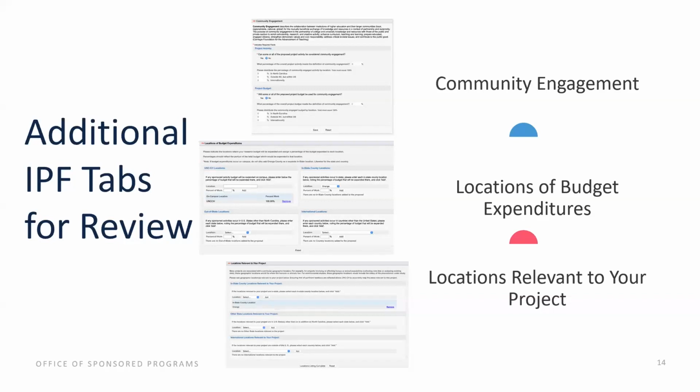So if you have a subcontract to the University of Michigan at Ann Arbor, then you need to make sure that you mark Michigan in your location of budget expenditures. If you have work with a foreign subcontract, you need to make sure that you list that as a location of budget expenditures, or a location that's relevant to your project. You can definitely get this information by reviewing your budget and scope of work. And if you're unsure of what the answer should be, work with your PI to make sure that you're answering this information correctly. Next tab, please.